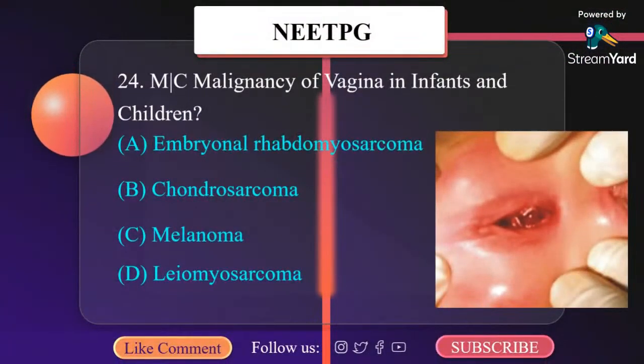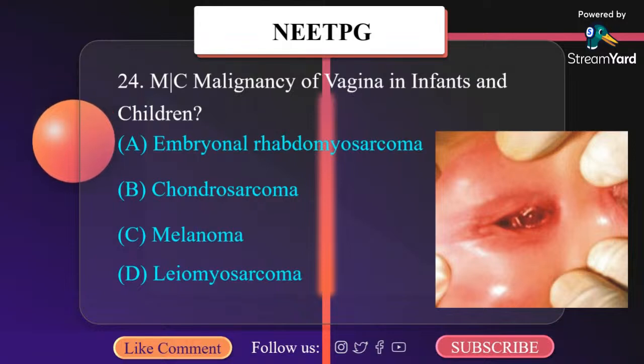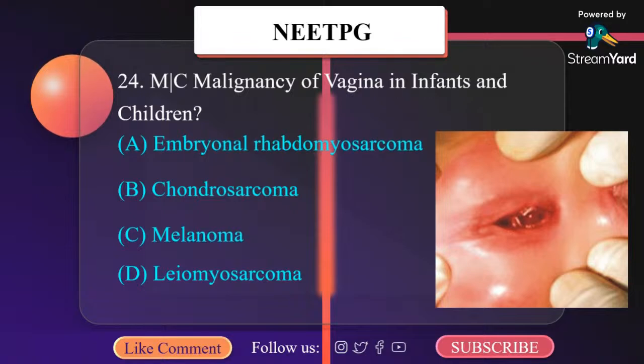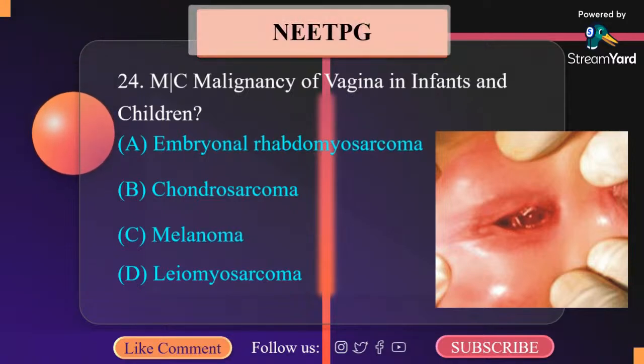Most common malignancy of vagina in children is A. Embryonal rhabdomyosarcoma, B. Chondrosarcoma, C. Melanoma, D. Leiomyosarcoma. It is embryonal rhabdomyosarcoma.